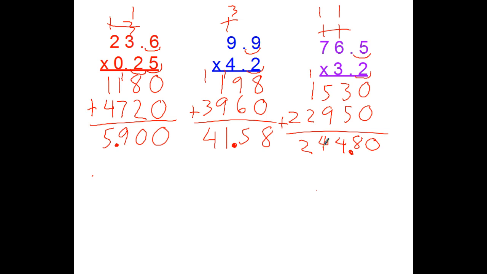So remember, decimal times decimal, just multiply my numbers, Marco Polo style usually. When you get done, count how many spots over to your decimal in both of your factors, and count over that many spots total in your answer.